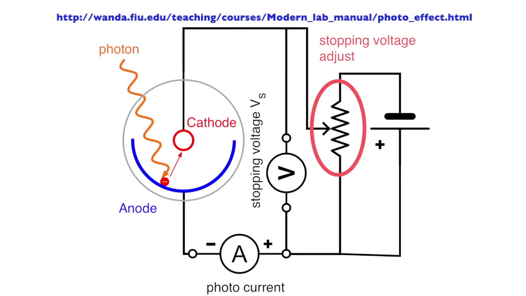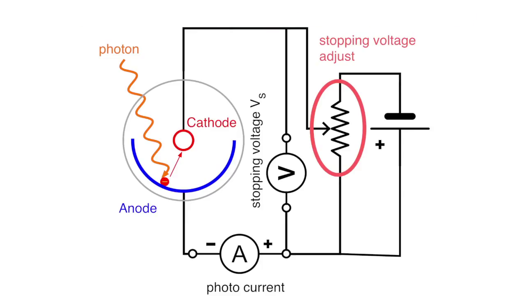And here's a little diagram of the experiment. A photon hits the anode and ejects an electron, which is captured by the cathode. The anode and cathode are both in vacuum to prevent scattering and absorption by the air molecules. Those electrons would then travel down the wires and be read by the ammeter, which is the circle with the A in it, and you could detect the currents. You'll also notice a voltage divider. That's the circled part below the stopping voltage adjust.